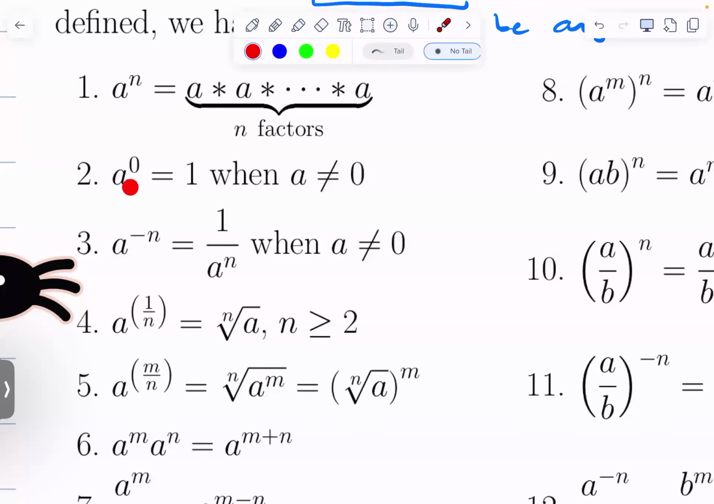So we've seen this one quite a bit before. Anything to the power of 0 is 1, and we've used that fact with our polynomials, especially, with rewriting our coefficients and such.